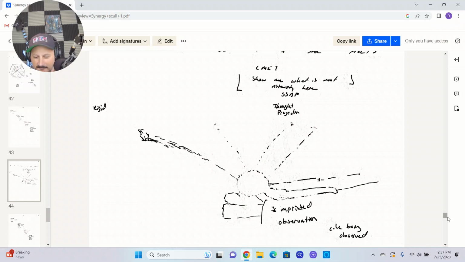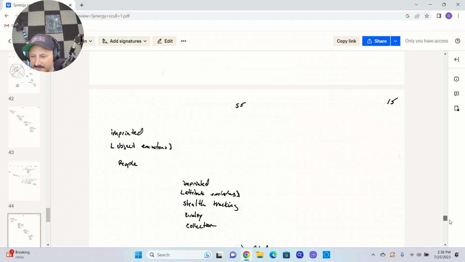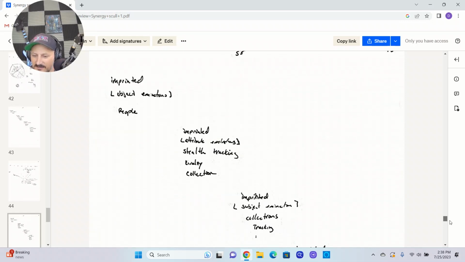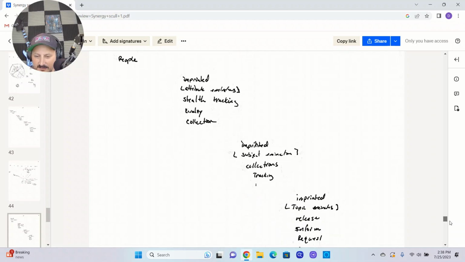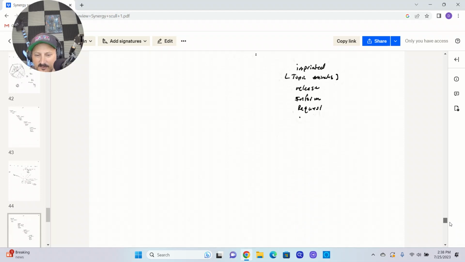I mean, that's what it felt like. I don't know if that's what it was. Imprinted observation. Okay, so imprinted, I stage 5 that. People. What's attributed? Stealth tracking, rivalry, and collection. Collections and tracking. Release, inform, and request.